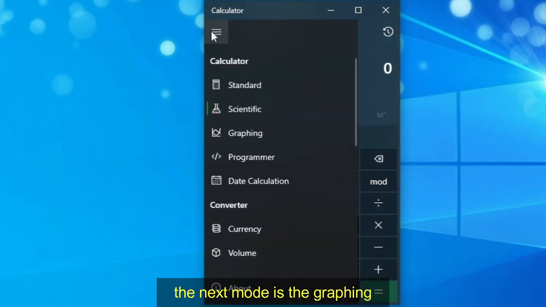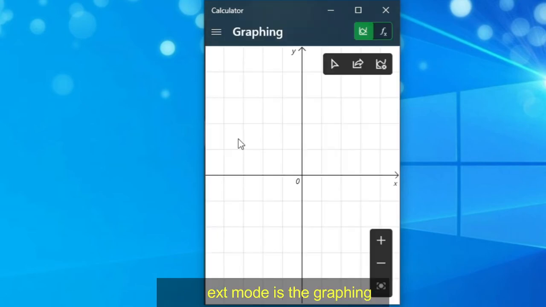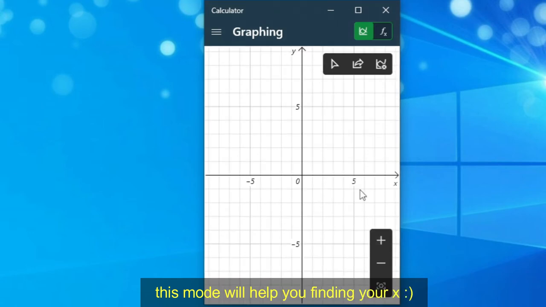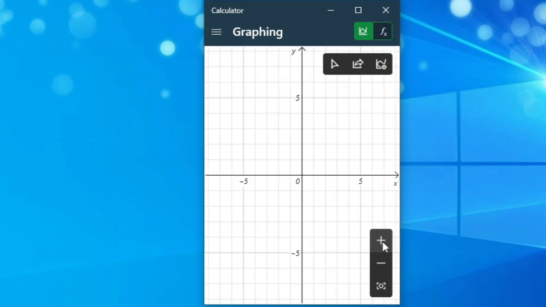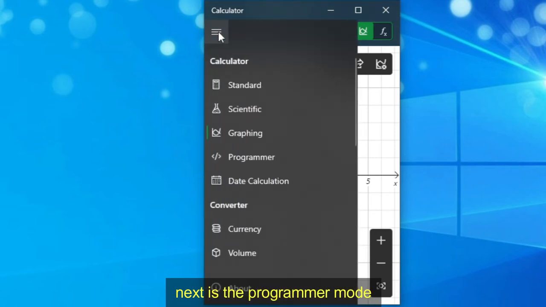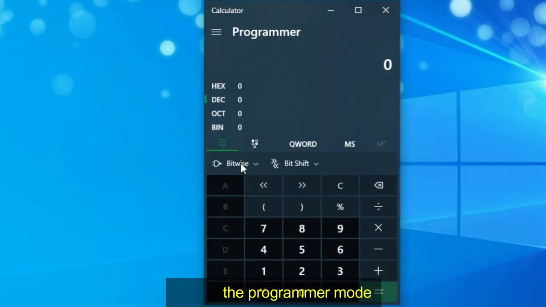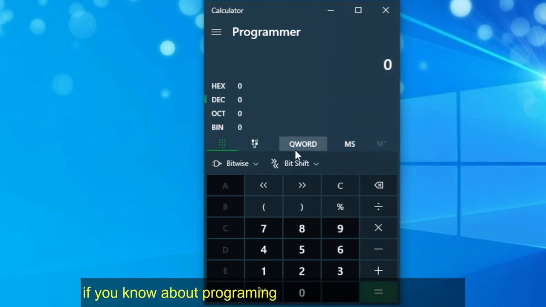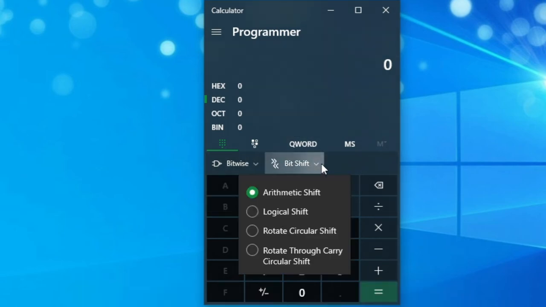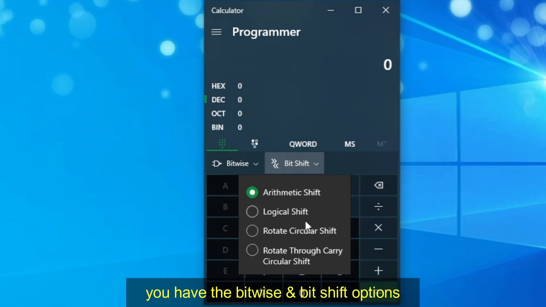The next mode is the graphing mode. This mode will help you find your X or find the Y axis. Next is the programmer mode. If you know about programming, then this mode will help you. You have the bitwise and bit shift options.